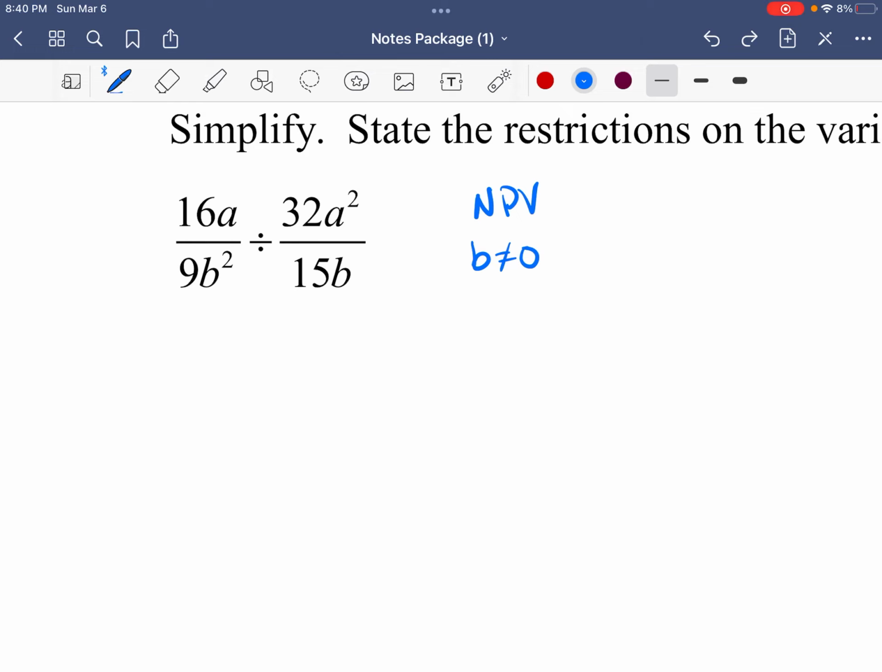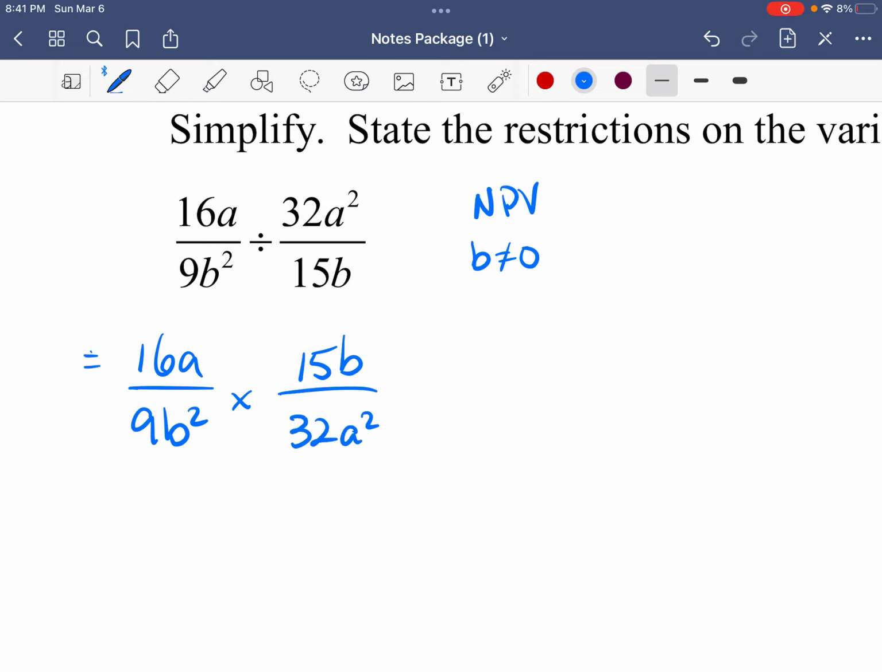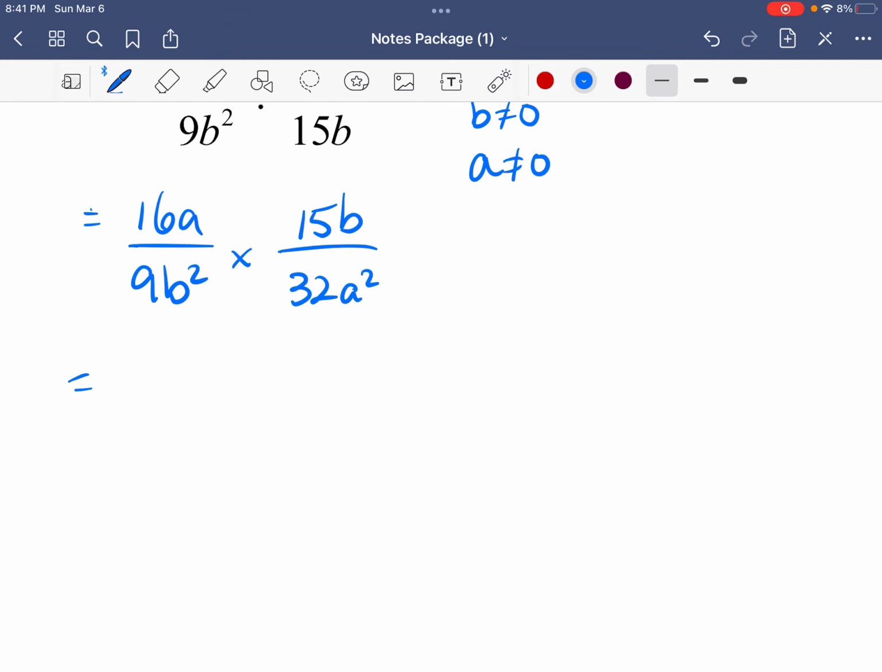Okay, check to see if there's anything in the numerators. No, nothing's going to simplify there. So right now we're kind of stuck. Nothing simplifies, nothing factors. However, when we multiply by our reciprocal, we suddenly end up with something in the numerator and something in the denominator that could simplify. We also get a in the denominator. So a in the denominator means we have a new non-permissible value. A cannot equal 0.